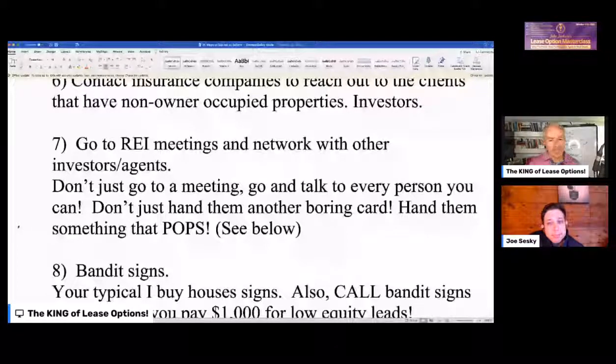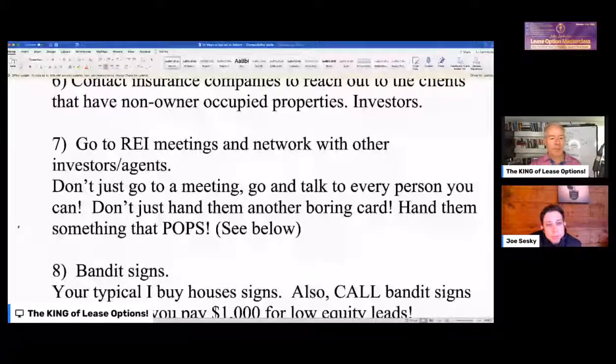Now with the bandit signs, I actually prefer, because you're not going to put out bandit signs for a lease option, as far as, hey, we lease option houses, that makes sense. But when you see bandit signs out there that say we buy houses, those are wholesalers. You can call the wholesalers and say, hey, I buy leads that you're throwing away.